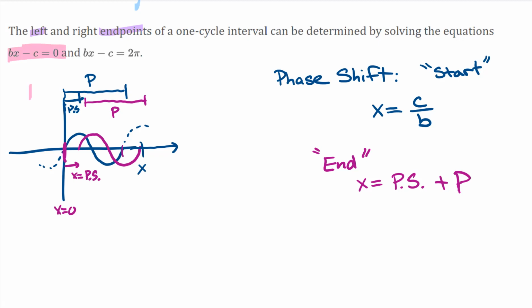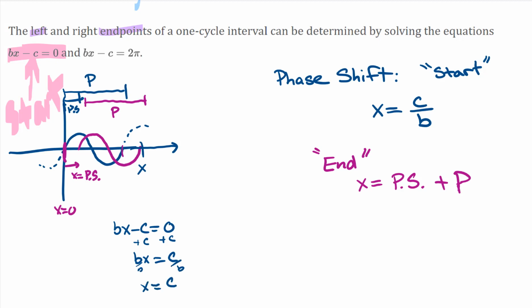So this is going to be our start, or the phase shift. That's where we're going to find it. So let's take it down and take a peek at it. We say that bx minus c is equal to 0. So we do algebra, trying to solve for x. We add c to both sides, so we get bx is equal to c. Now we divide by b on both sides, and we get that x is equal to c over b.